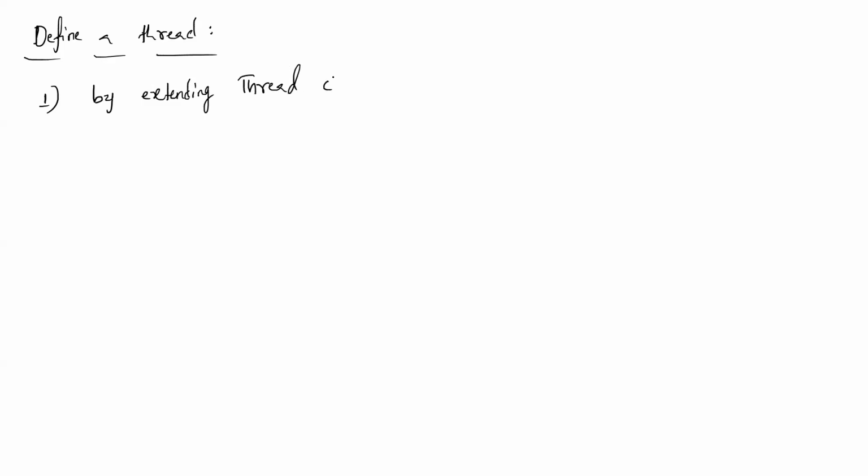So far, we have discussed the approaches to define a thread. So how many approaches did we discuss? There are two approaches, right? What is the first one? By extending a Thread class. And the second approach is by implementing the Runnable interface. Am I correct?